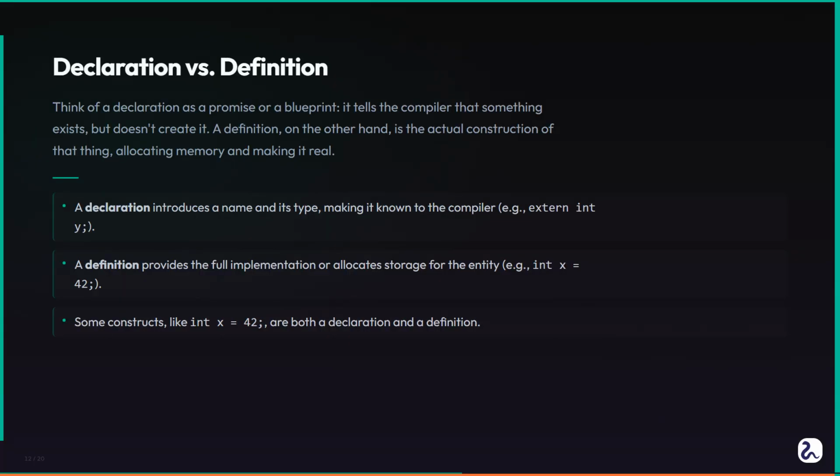You've heard me use declaration and definition already. The intuition is simple. A declaration tells the compiler, hey, a thing with this name and type exists somewhere. It's like a promise or a forward reference. A definition, however, is the actual creation of that thing. It says, here it is, fully formed, taking up memory, ready to be used. It allocates storage and provides the full implementation.